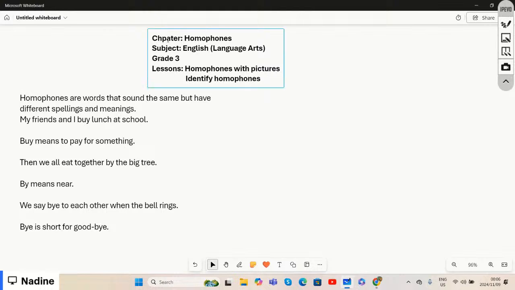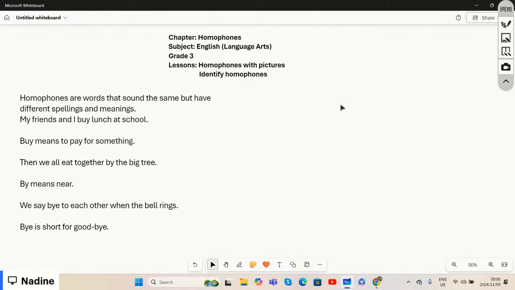So we said our chapter is homophones. Our subject is English Language Arts. We're doing grade 3. And the lessons that we are going to be focusing on under the chapter of homophones are homophones with pictures and homophones with words. And we're going to identify homophones.